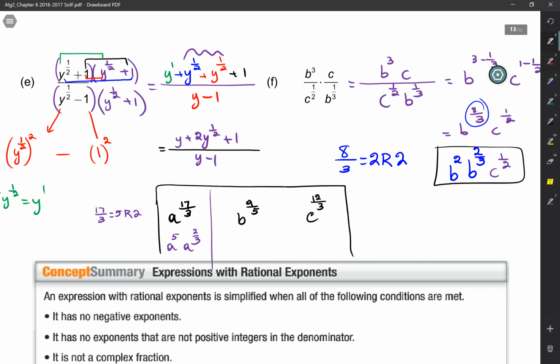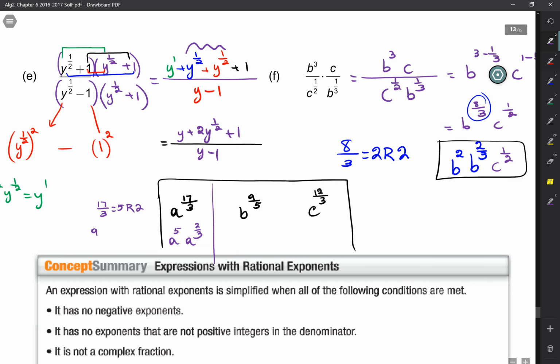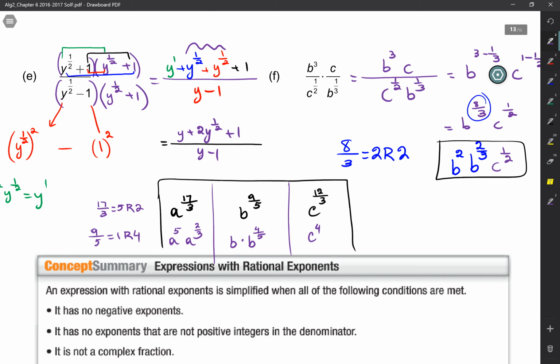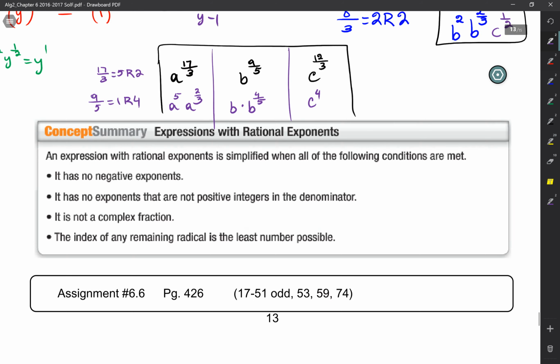So let's do that one. 9 over 5. 9 divided by 5 is what, remainder what? 1 remainder 4. So it'll be b to the 1 times b to the 4 over 5. What about the other one? 12 divided by 3, it's just c to the 4. Do you see how that works? Can you just write cb for this? Either way is fine.